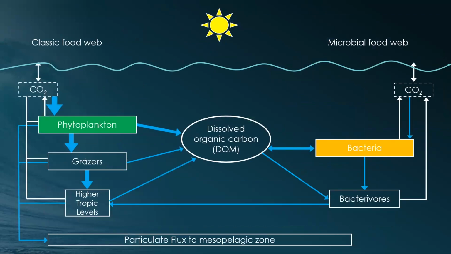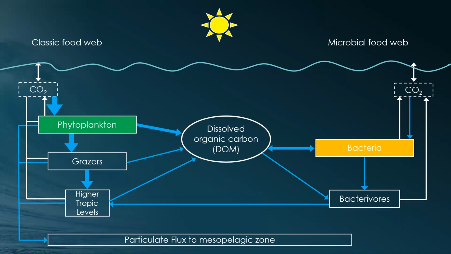So biological processes in the ocean are what really regulate this carbon in the ocean, and it's through the balance between primary production by phytoplankton and bacterial respiration. On the left, you have the classical food web where phytoplankton fix inorganic carbon and incorporate that into biomass, and they can be eaten by grazers, and then that carbon moves up to higher trophic levels, or also sinks out of the euphotic zone.